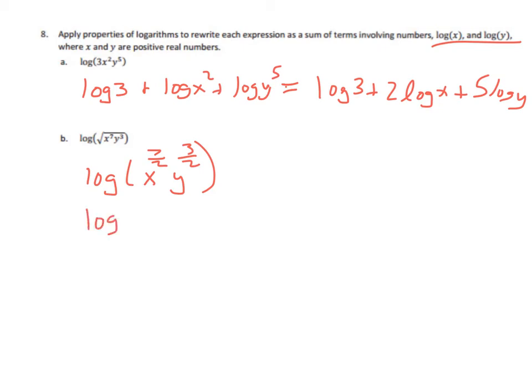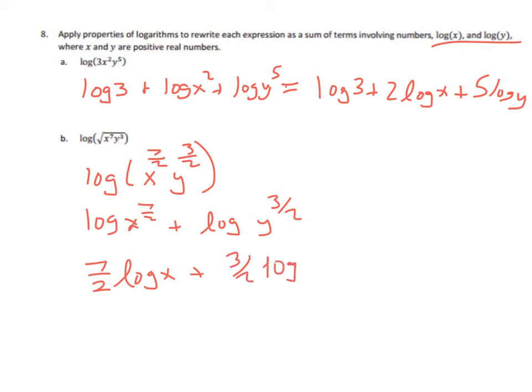So then I've got log of x to the 7 halves plus log of y to the 3 halves, and then just rewrite it. 7 halves log x, like they want, plus 3 halves log y. And that's in terms of log x and log y.